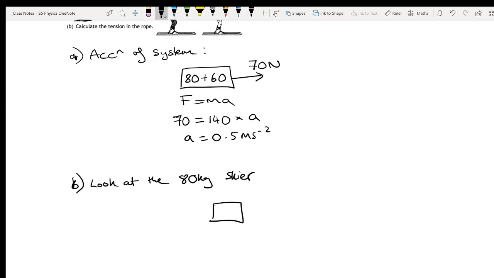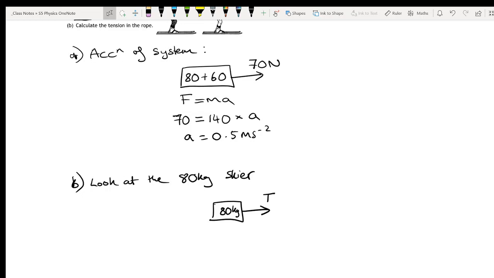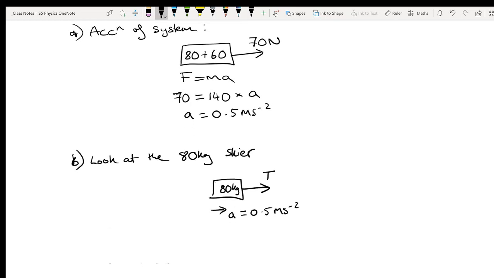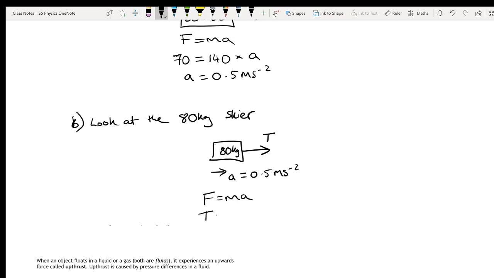So what have we got? We've got 80 kilograms with that tension forward. Because the 70 newtons is applied to the whole system, so we can't use that now. And we know that the 80 kilogram is travelling at 0.5 meters per second squared, because they're both travelling at that acceleration. There's no difference in acceleration. So to find that tension, unbalanced force is mass times acceleration. So T equals 80 times 0.5, so 40 newtons.